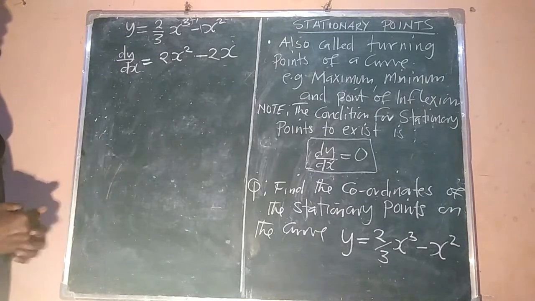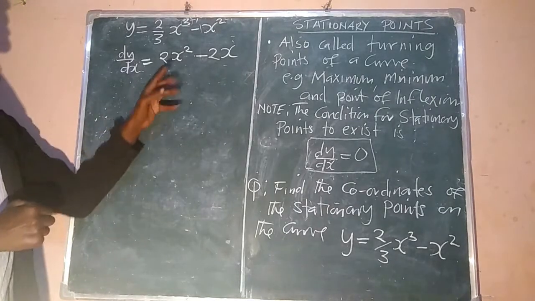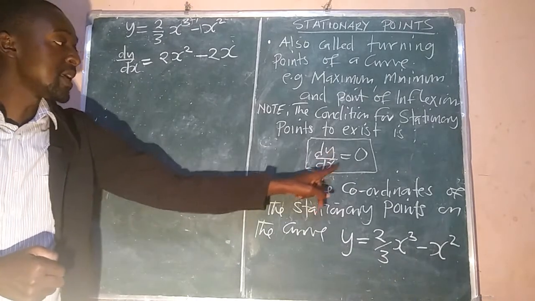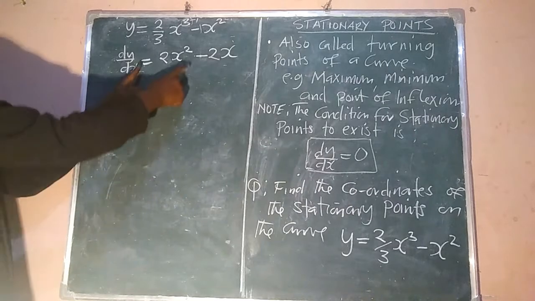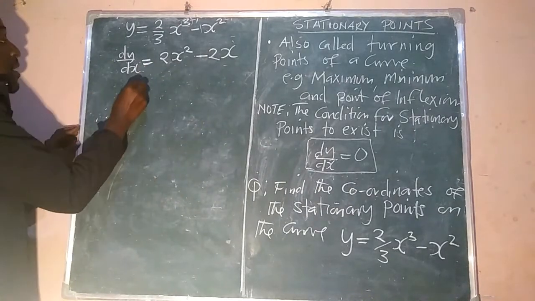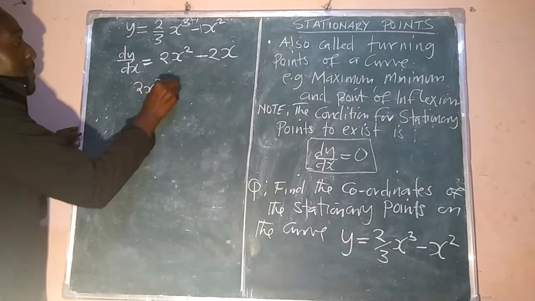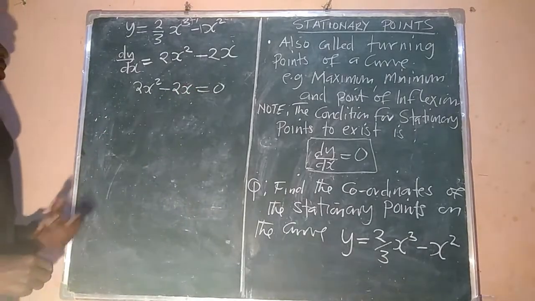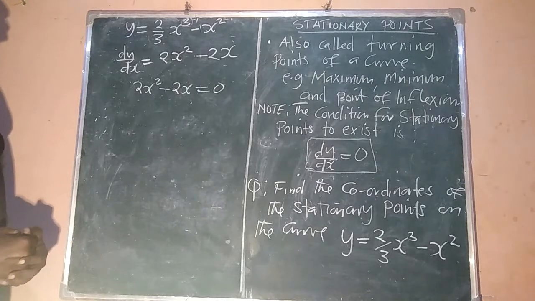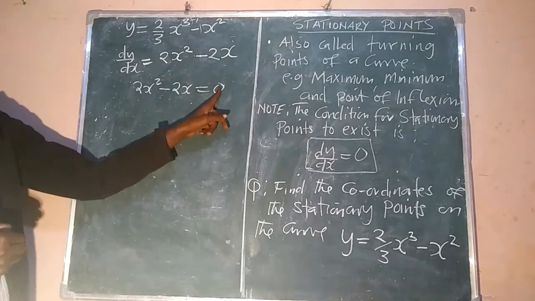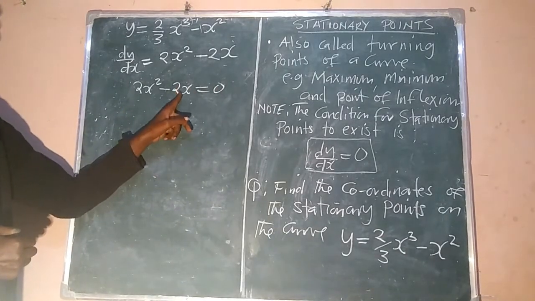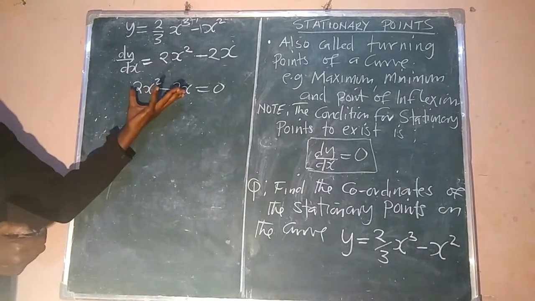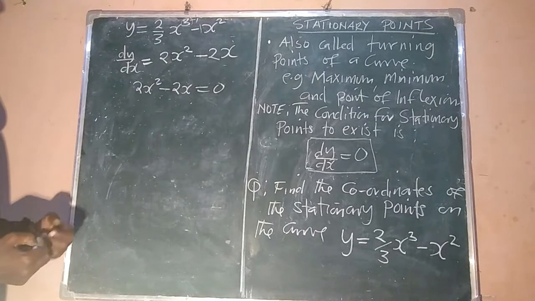And so you've differentiated. Now, when you reach this stage and you're finding stationary points, the condition says dy/dx should be equal to 0. So you are going to equate this to 0 now. So you are going to have 2x squared minus 2x is equal to 0. And then you solve for x here. This is a simple quadratic equation which can be factorized, because this side you have 0, and this side you only have a and b. You don't have c. So when you find such a quadratic equation, you can factorize it.